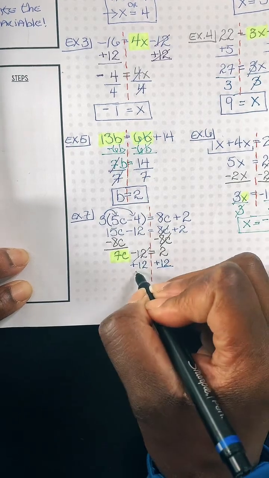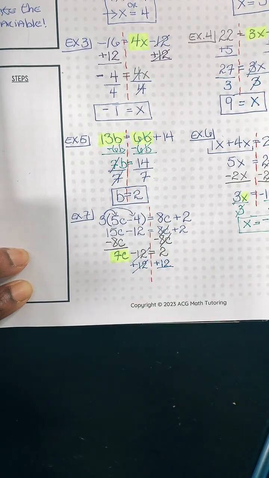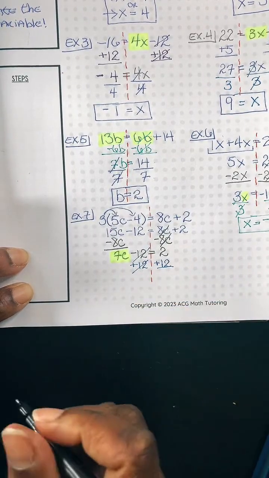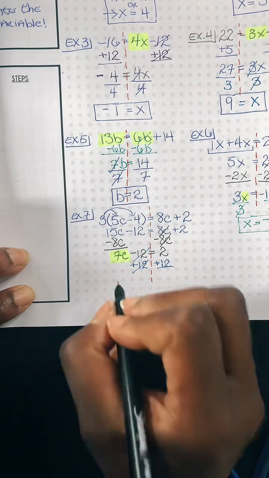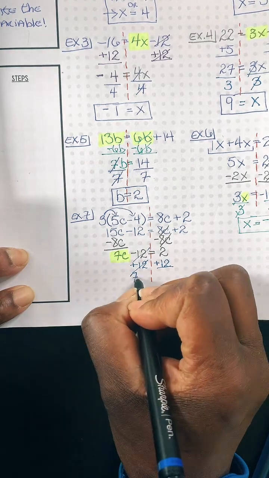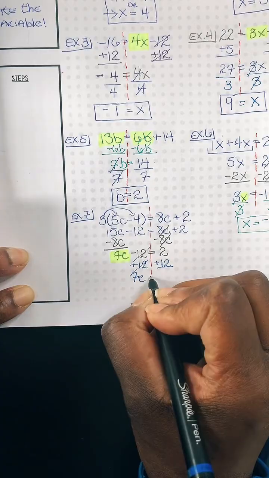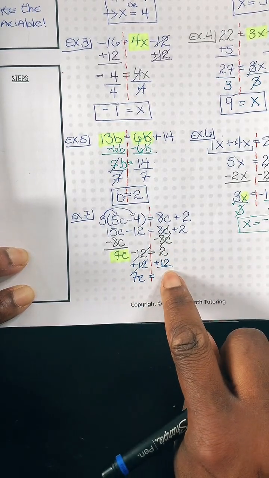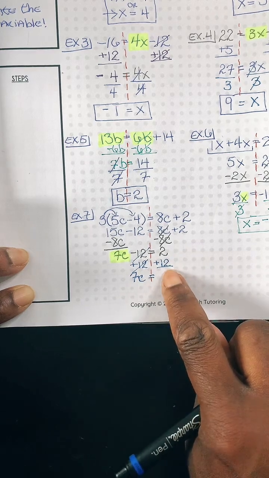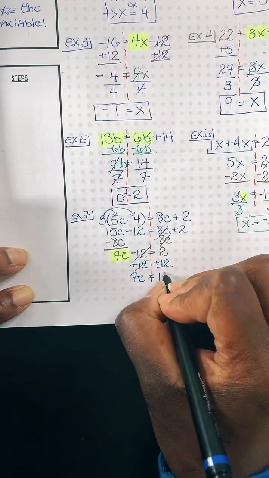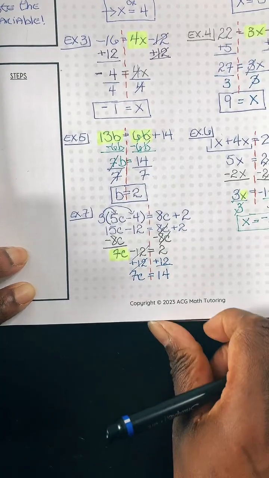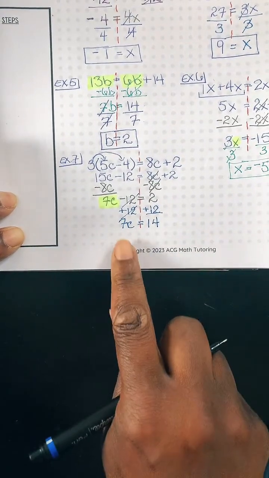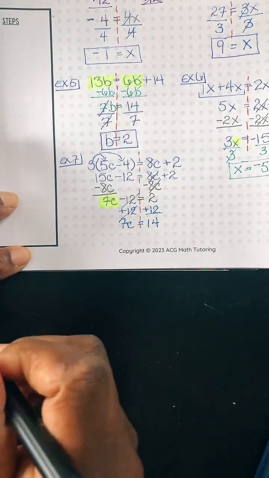So negative 12 plus 12. So now that we killed them with kindness, the 12 is no longer anywhere near our relationship. So we're bringing down the 7c. We're bringing down the equal sign. So let them have some positivity with someone else, right? So 12 plus 2, that gives me 14. Now, we got 7c equals 14.